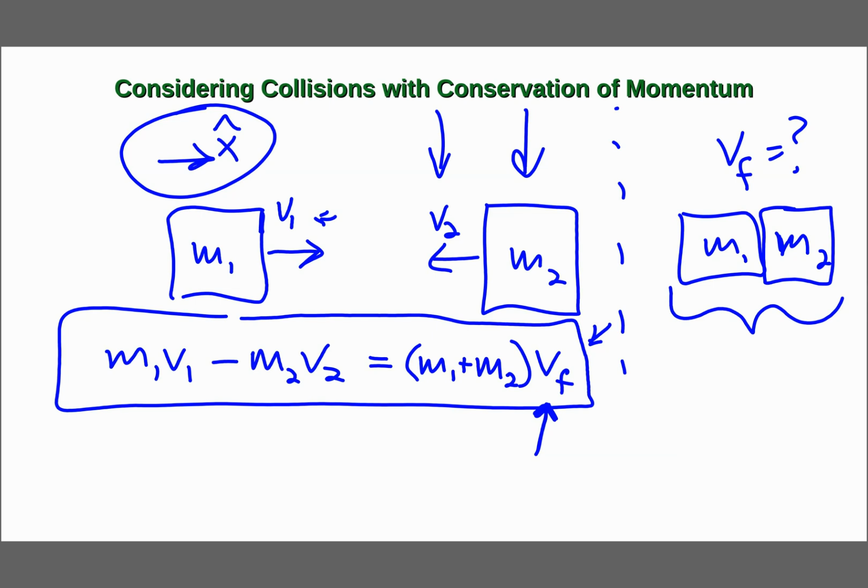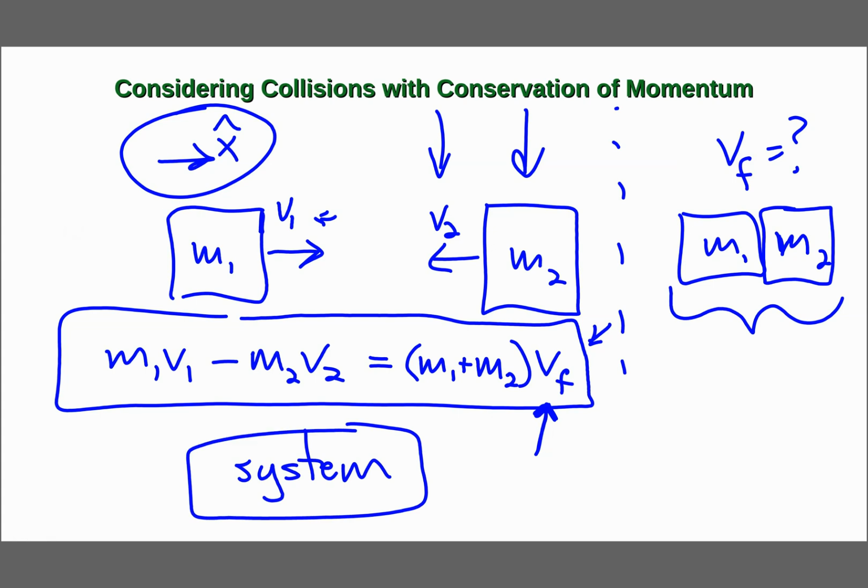So now, to go back to our discussion of elastic and inelastic collisions in the real world and conservation of momentum in the real world. Remember that we said that our system has to have a net external force equal to 0 for conservation of momentum, okay?